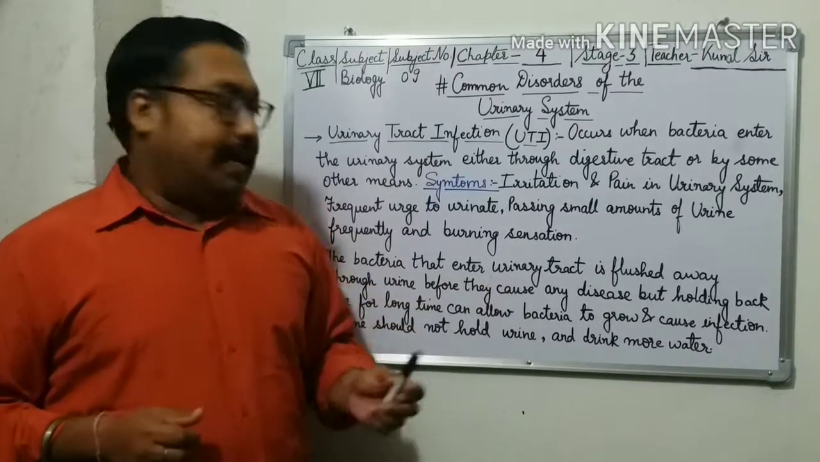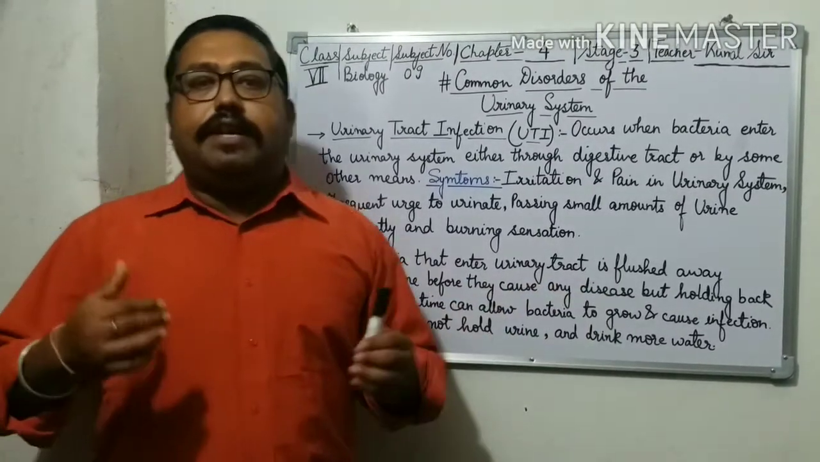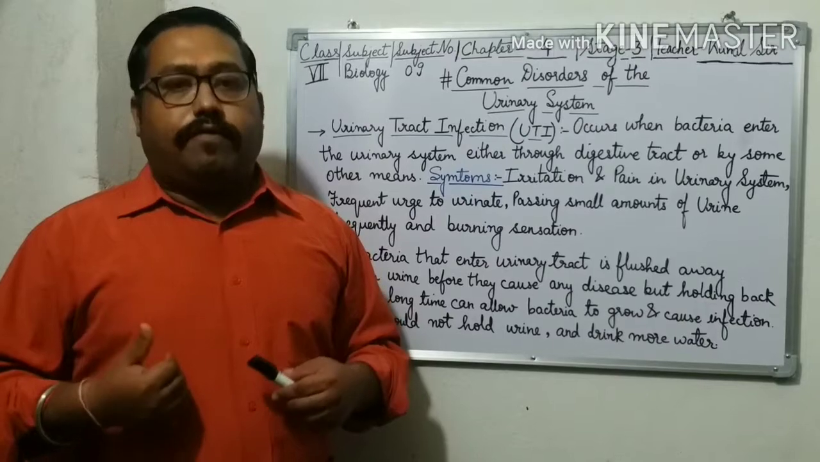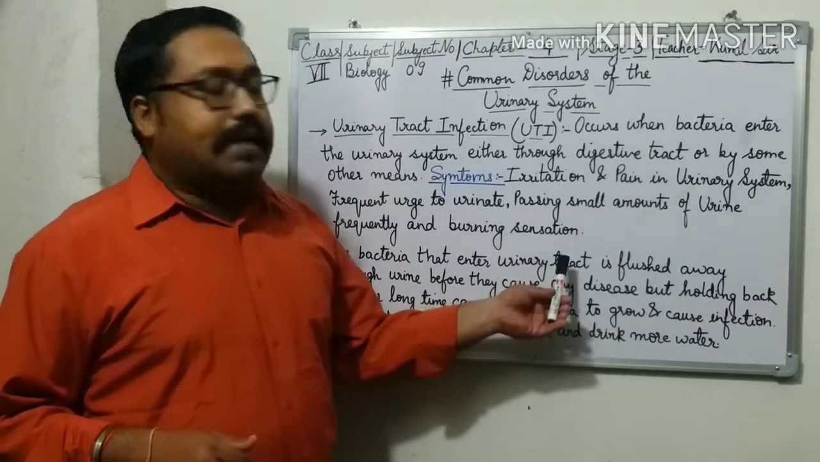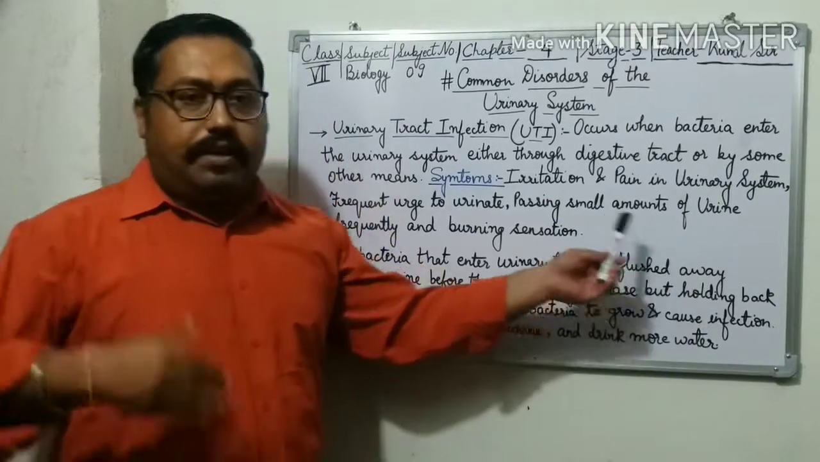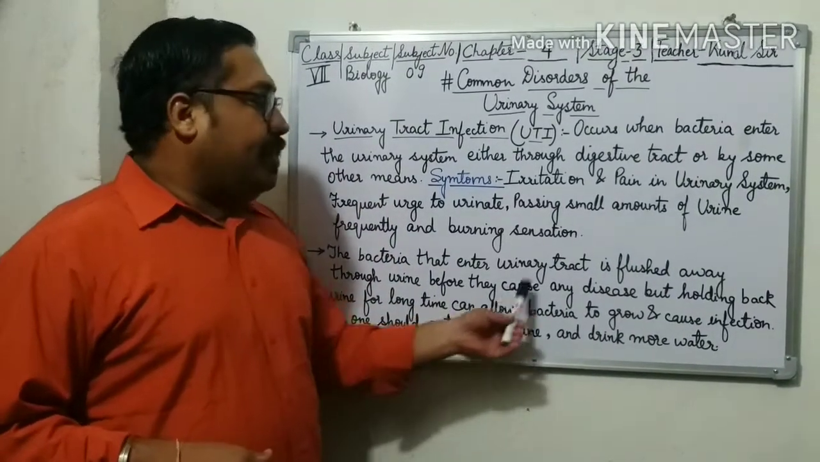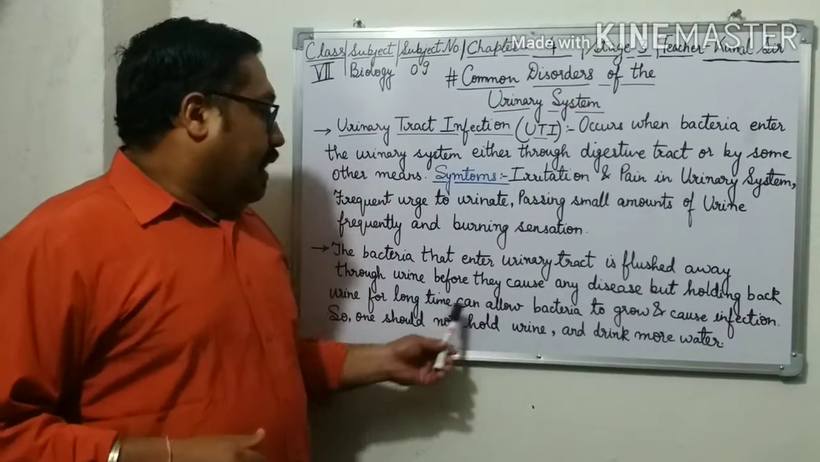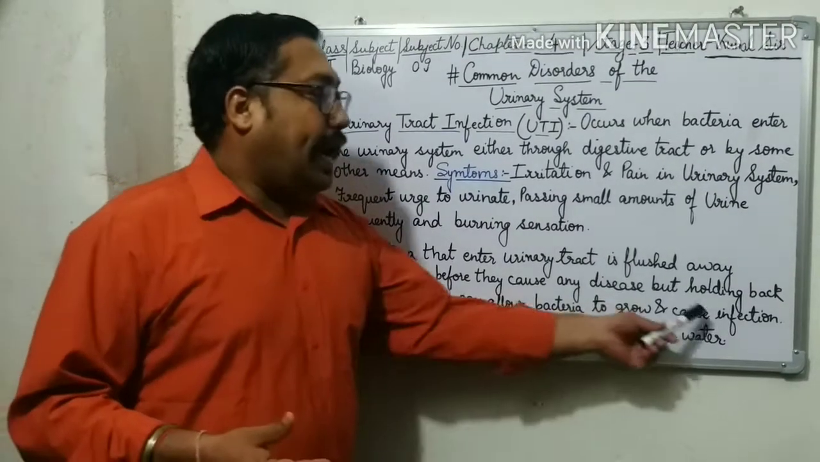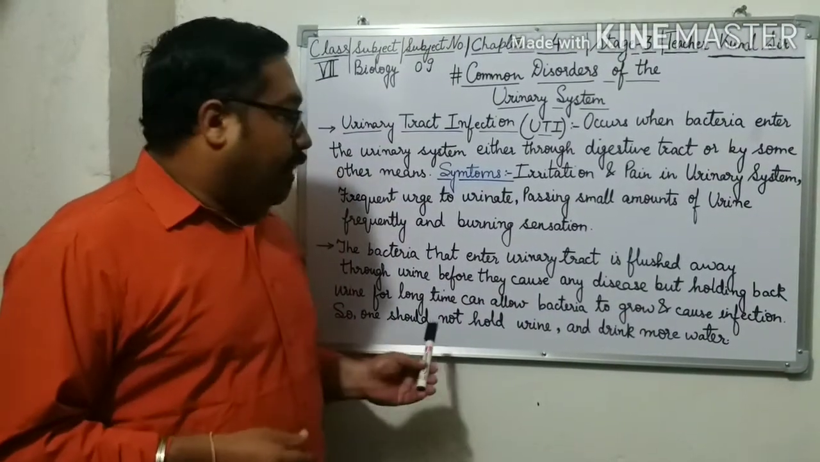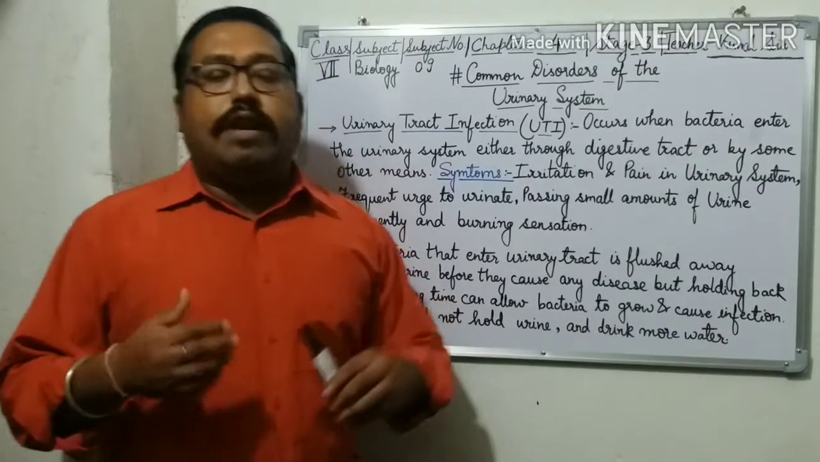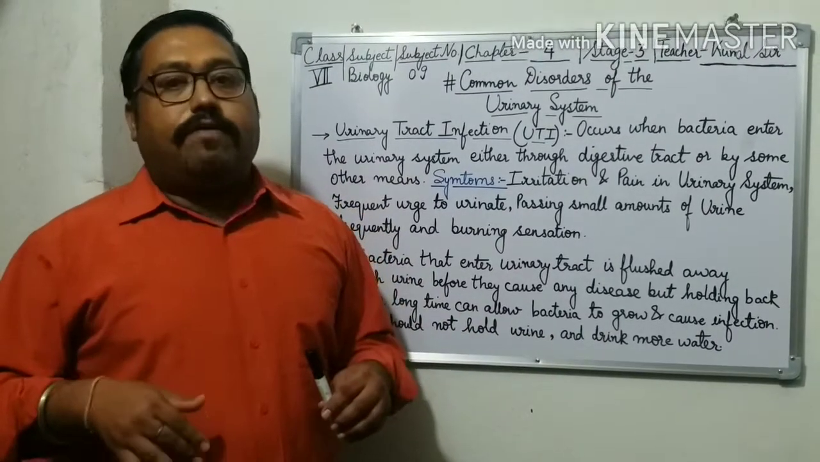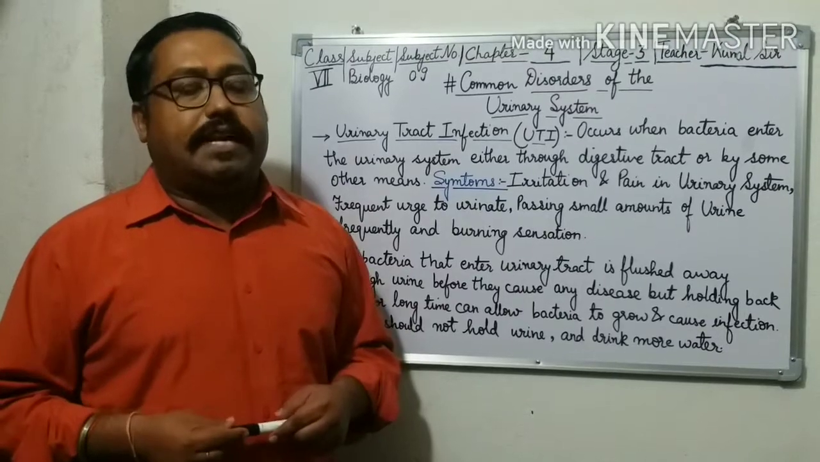The bacteria that enter the urinary tract. The urinary tract is nothing but the passageway or the system to release the urine from inside our body. So the bacteria that enters the urinary tract is flushed away, released through urine before they cause any disease. But holding back urine for a long time can allow bacteria to grow again and cause infection. So one should never hold urine and should drink more and more water. With this the bacteria are flushed away from inside our body.